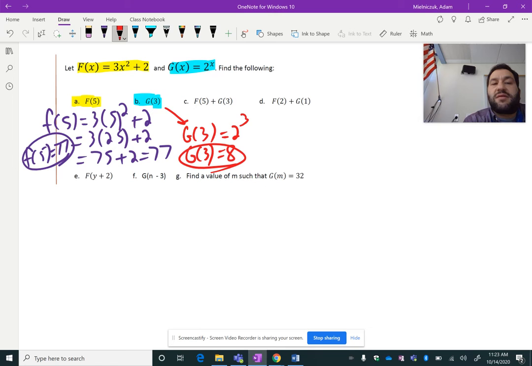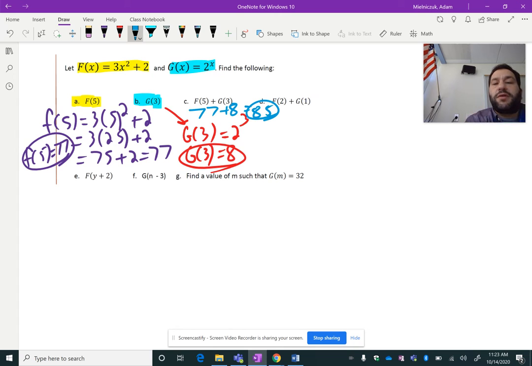Look at C. C is saying f of 5 plus g of 3. Well, we already know that f of 5 is 77. We already know that g of 3 is 8, so we're going to do 77 plus 8, which is 85.